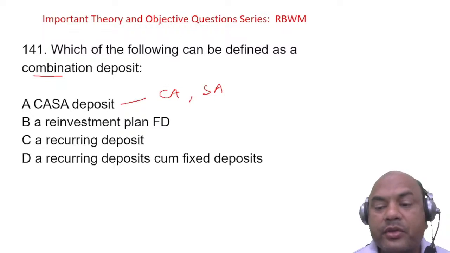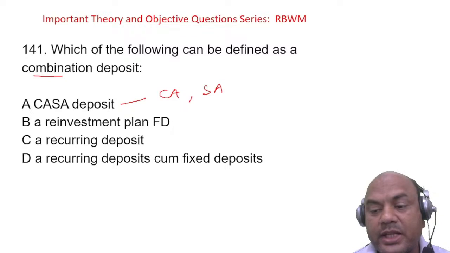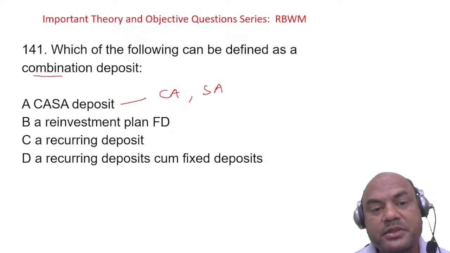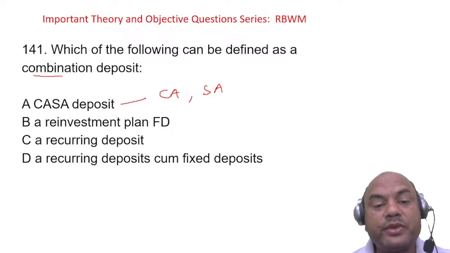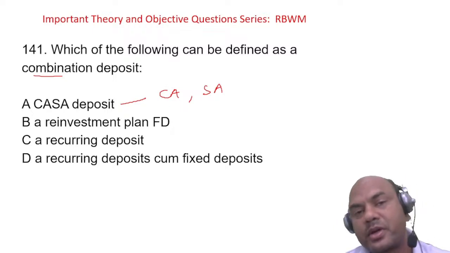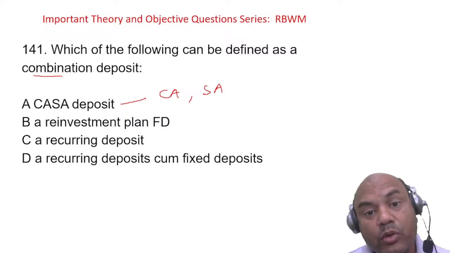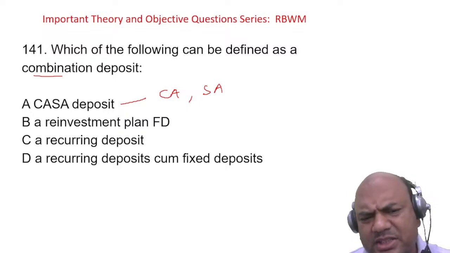Okay. So combination deposit means what? What is the exact definition of combination deposit? Combination deposit is a deposit product that combines features of more than one deposit product. Features of more than one deposit. Then you'll say, what is this?